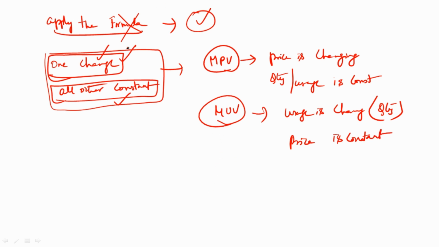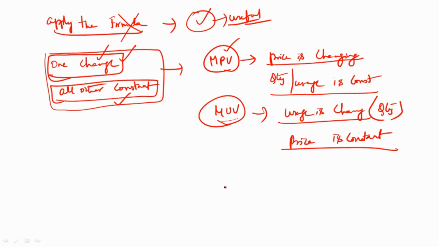So the logic behind all these formulas is that there should be only one change and all the others must be constant. Only then the resultant number that you get after applying the formula can be useful. You got it? For example, if we are calculating material price variance, only price should be changing and quantity or usage must be constant. Material usage variance means only quantity or usage must be changing and price must be constant. Are you able to get me? Right.